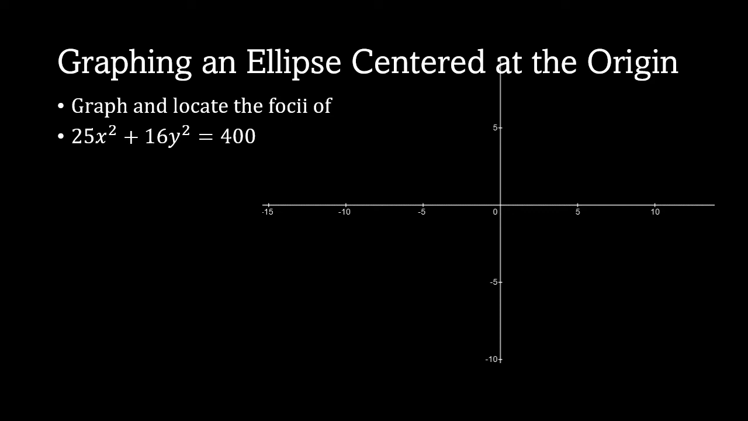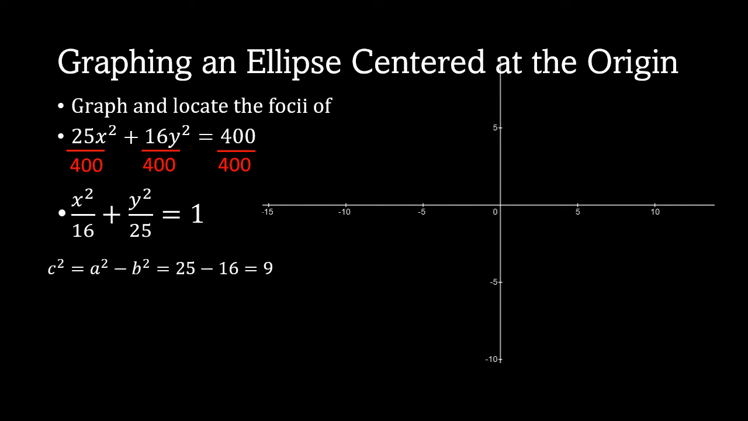We have another example. We need to graph and locate the foci of 25x squared plus 16y squared equal 400. First of all, we're going to divide each term by 400. Therefore, we get x squared over 16 plus y squared over 25 equal 1. Notice 25 under y squared is greater than 16 under x squared, so that's a vertical ellipse. So my vertices and foci are going to be on the y-axis. And c squared equal 25 minus 16 equal 9. So these are the coordinates of the foci.